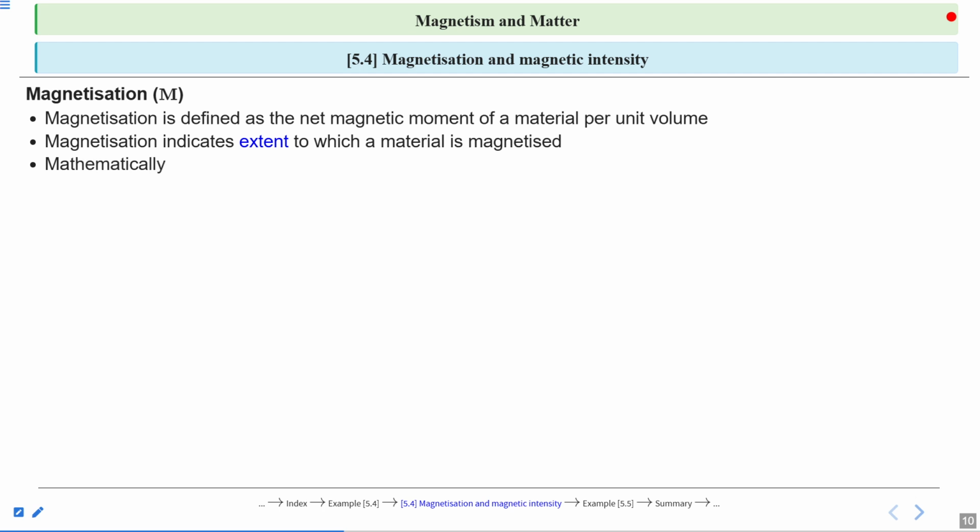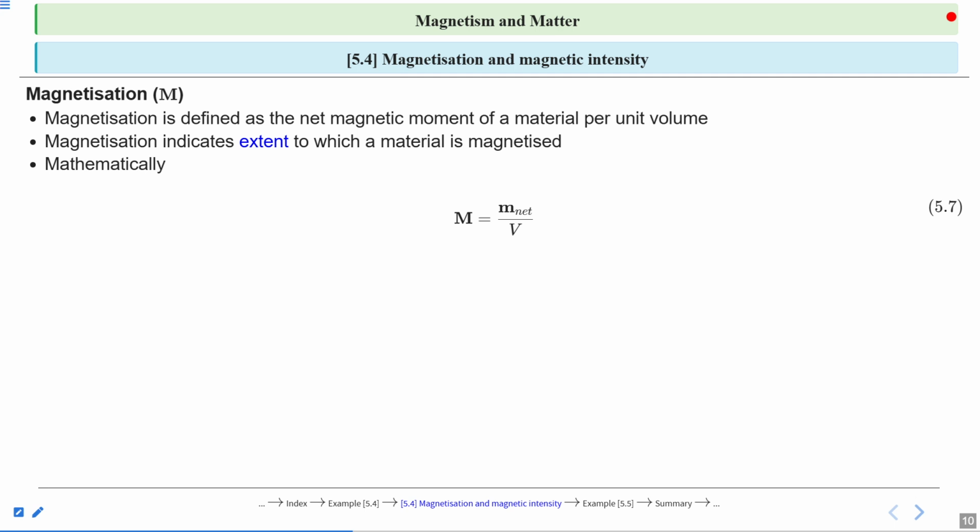Mathematically it is represented as M equal to the net magnetic moment of the whole substance per volume of the substance. According to the definition, net magnetic moment of a material per unit volume. So mark it as equation 5.7. This is magnetization, the extent to which a material is magnetized. It is like polarization.